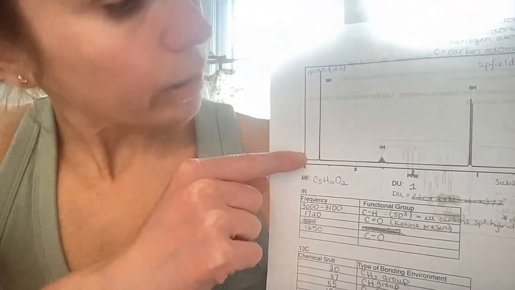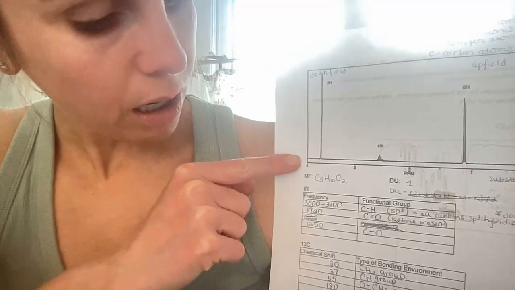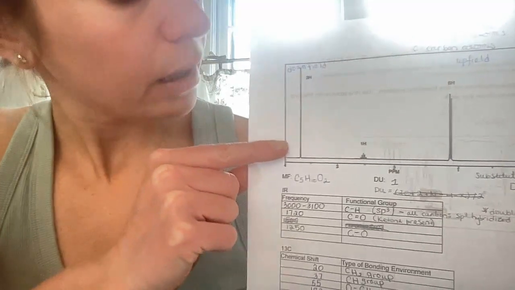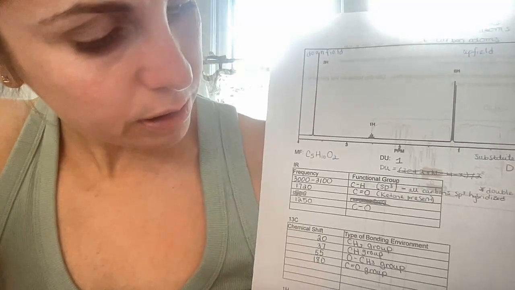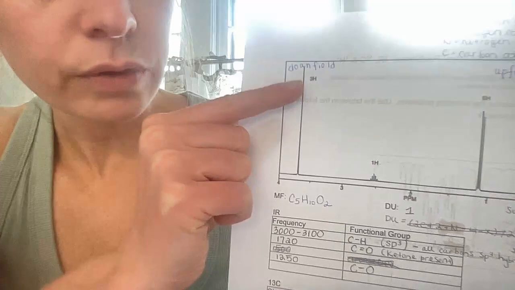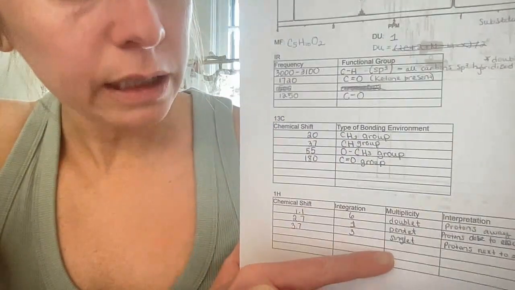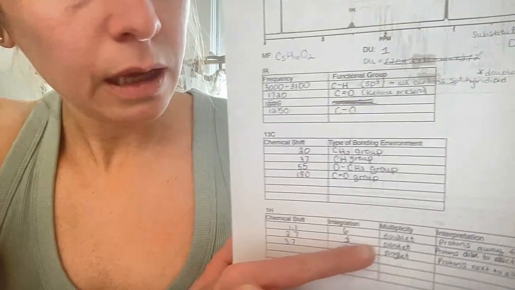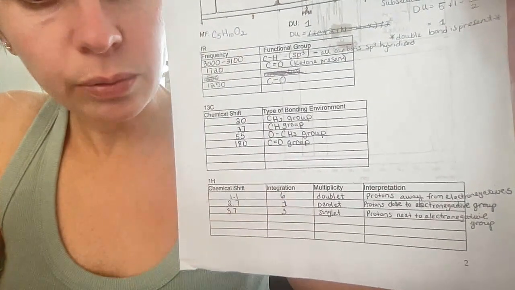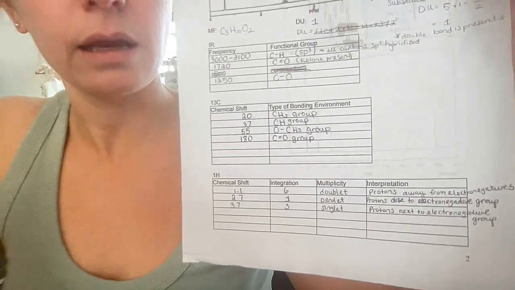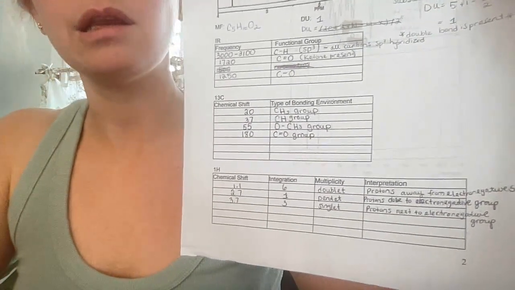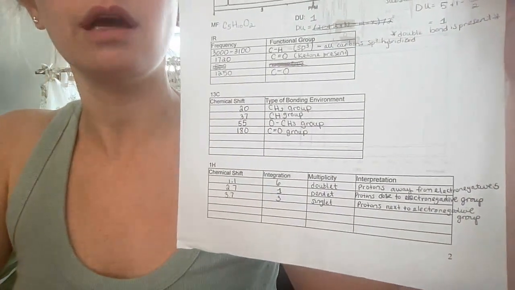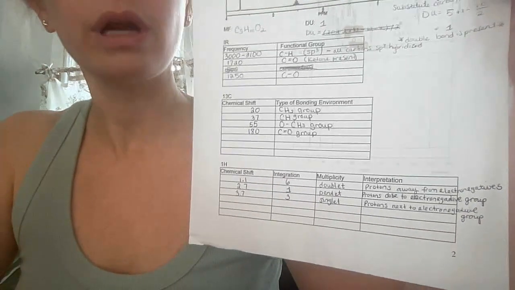Lastly, we have a chemical shift of 3.7, and we have an integration of about 3, because you can see this 3H right here. There's only one line, so I labeled this one as a singlet. The interpretation here is that the protons are next to the electronegative group, because as we stated, the protons that lie close to the electronegative group have more chemical shift.